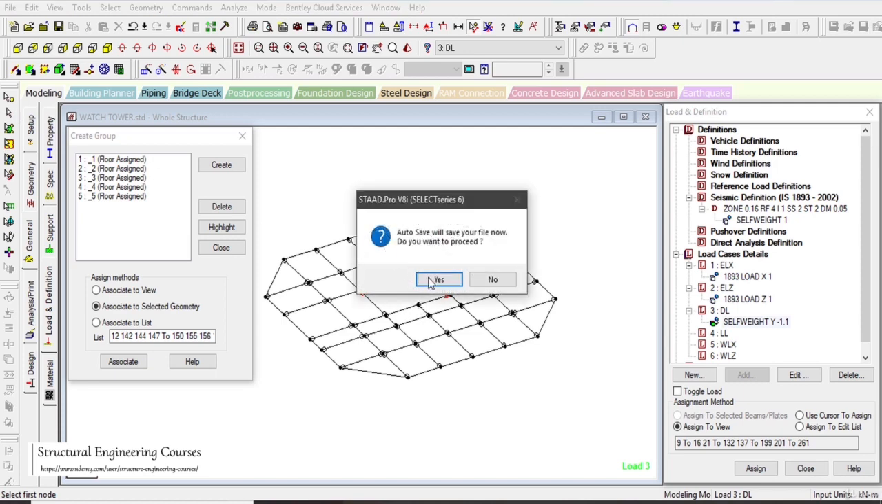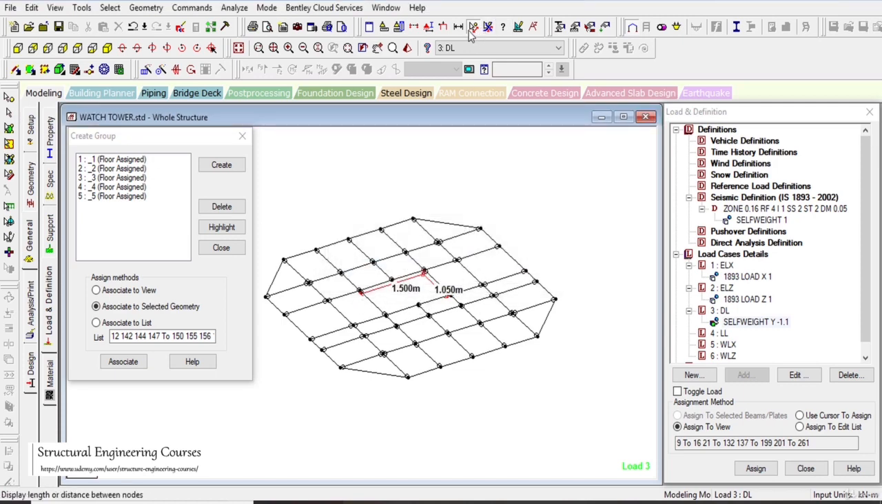What I mean to say is that this member is a cutout. So with this approach, that is by selecting this part and then selecting this part, we can skip the application of loading on this particular part here.